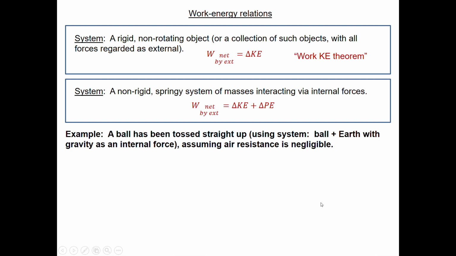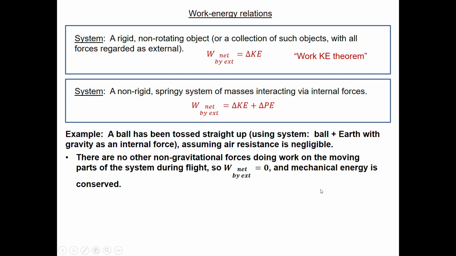Let's imagine I've tossed a ball straight up and the ball is in free fall but still rising in this case. I've just released it from my hand. And let's take as our system the ball plus the Earth, and gravity as an internal force between the ball and the Earth. And we'll assume air resistance is negligible. In this case, the only force acting on the ball as it rises up is the gravitational force. So there are no non-gravitational forces that could do work on the system. My hand is not touching the ball anymore.